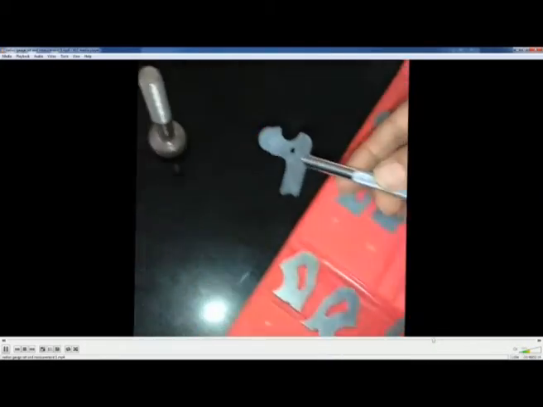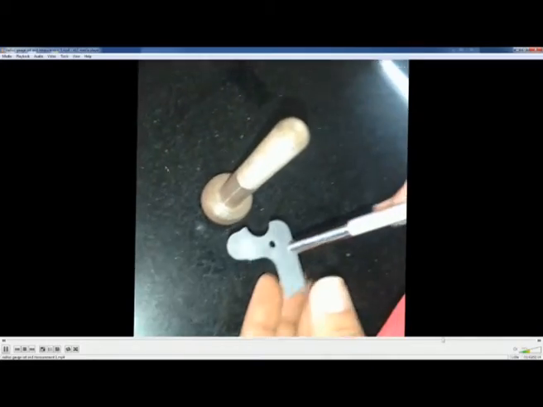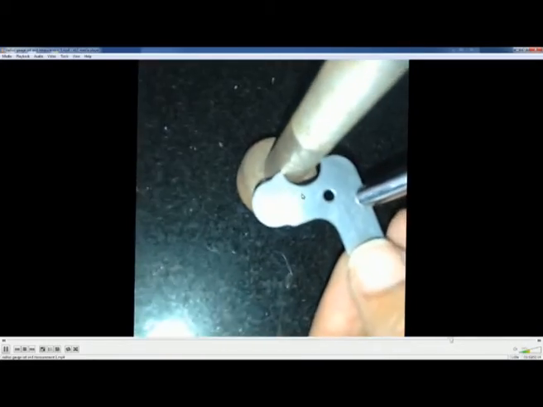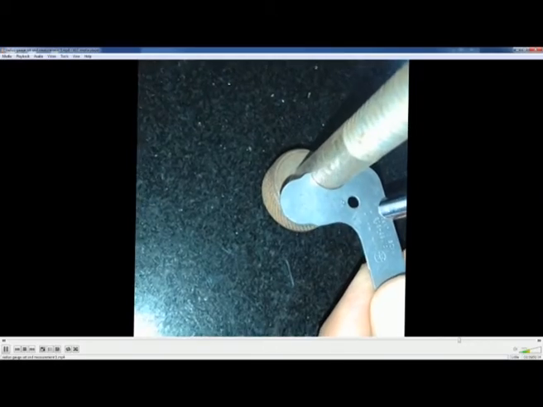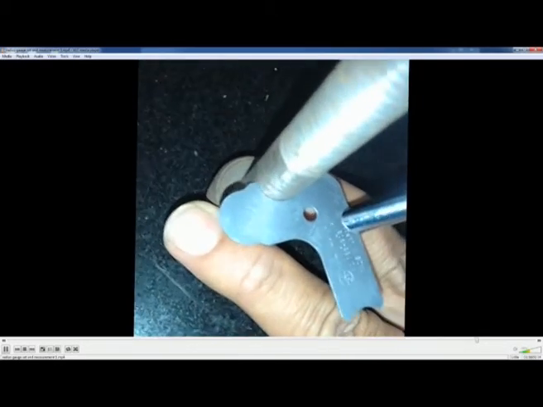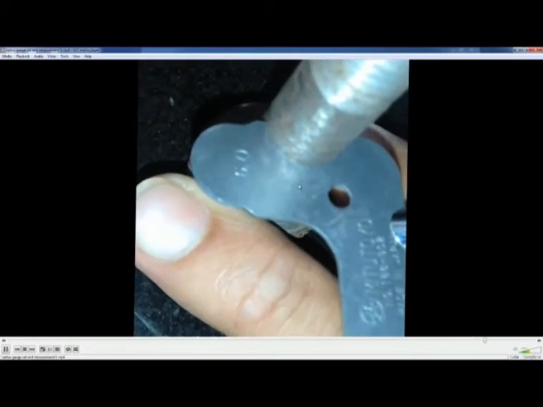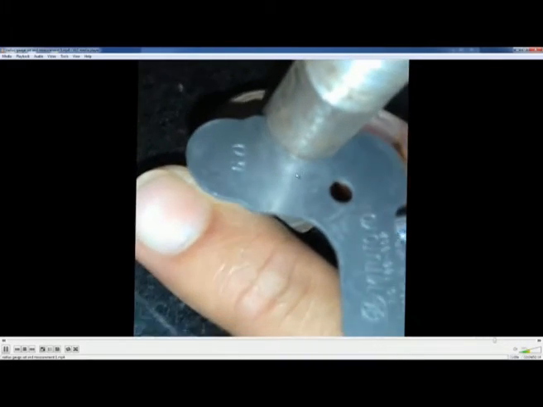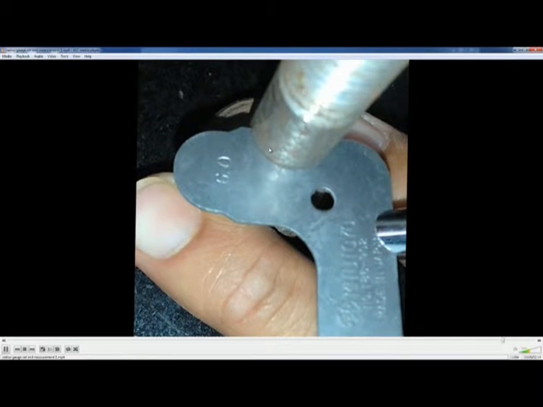Now, you can see how to use this radius gauge. We have a threaded screw. We want to measure the shank diameter. Now, you can see there is a proper match between the surface of the screw thread and the gauge. So, the diameter is 12 millimeter.